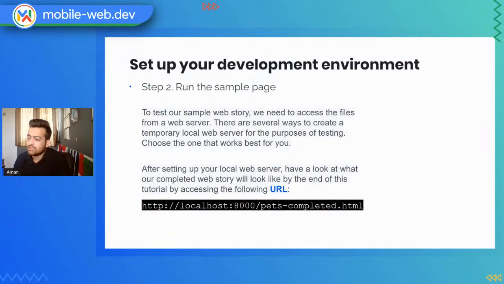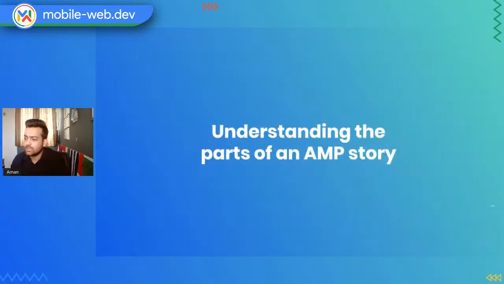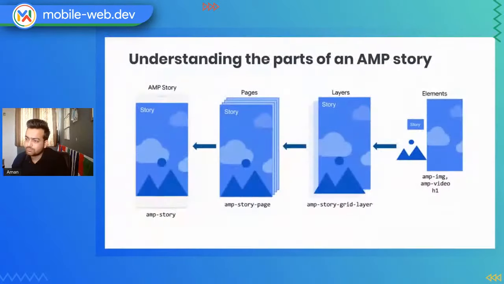Then the next thing you need is to set up your local server. There are various ways to do it. You can set up MAMP, Apache, or if you're using WebStorm or VS Code, you can set up a live server on any port and see the URL working, so that you can do live validation, fixing, and things like that. I assume you already know about this. So let's go ahead and understand the basic parts of an AMP story. This is what actually comprises an AMP story.